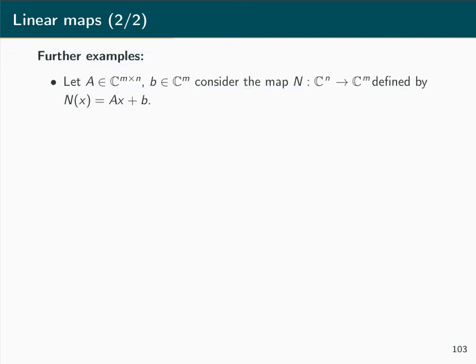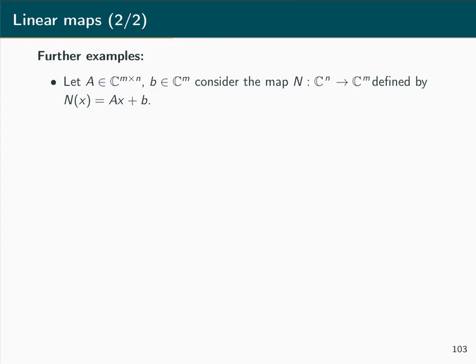Now that we've covered matrices as an important class of linear maps, let's look at some further examples of important classes of maps, where some of them are linear and some of them are not linear. In the first example, the map is called by the capital letter N, and it's defined based on an m by n matrix A and an m-dimensional vector b, and the map is defined for an arbitrary vector x in the domain Cn as N of x equals Ax plus b.